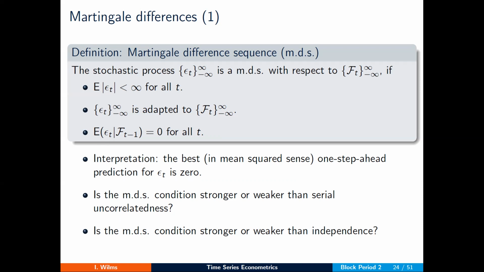Well, the MDS condition is stronger than serial uncorrelatedness, since a serially uncorrelated sequence cannot be forecasted on the basis of a linear function of past values. But in contrast, no function of past values can forecast an MDS. The MDS assumption is, however, weaker than independence because it does not rule out the possibility that, for instance, higher moments might depend on the past.